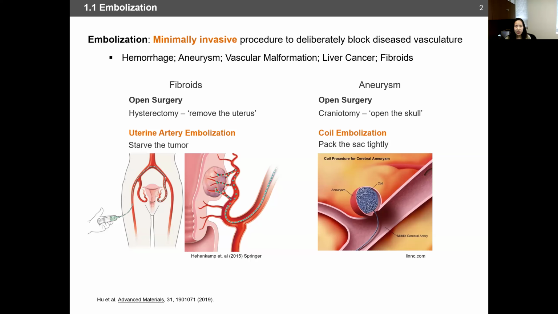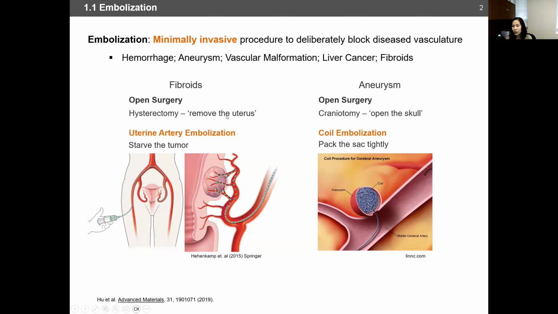It's really the state of the art nowadays as compared to open surgery, as it's a minimally invasive procedure to intentionally treat diseased or injured vasculature for a variety of diseases, such as hemorrhage, aneurysm, vascular malformation, and tumor, which can be either cancerous or benign. And the way this works is really amazing.